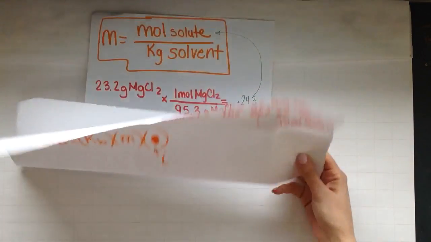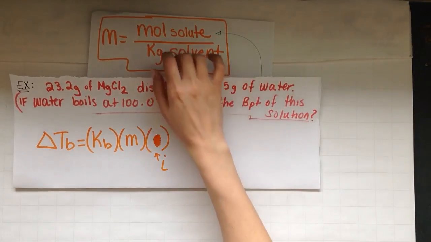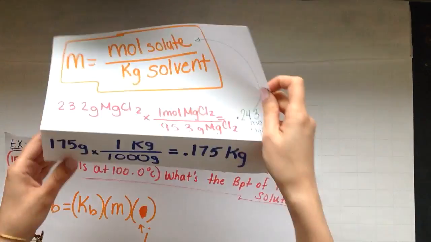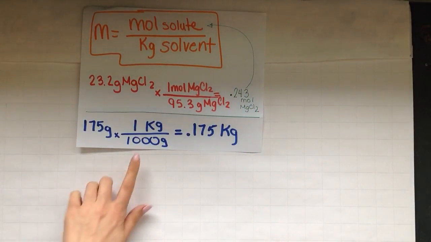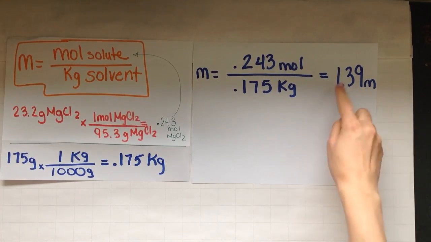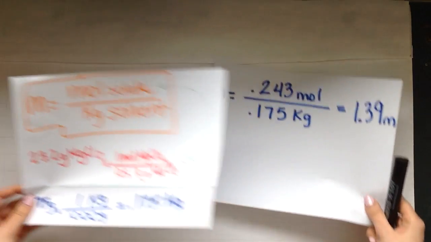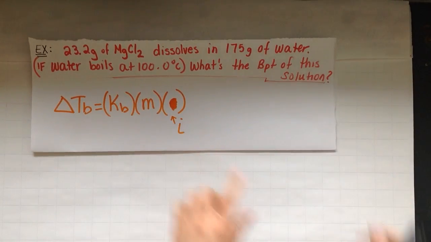How about my kilograms of solvent? Well, that's easy as well. My solvent is water. It's in grams. I just have to do a quick conversion, and if you remember, 1,000 grams in 1 kilogram, and there we go. Put them over each other, and I got 1.39 molal, or molality, not molarity. Okay, so I've got that piece.